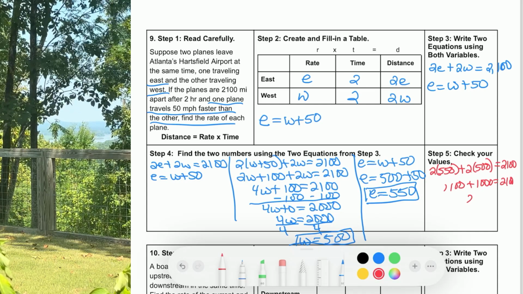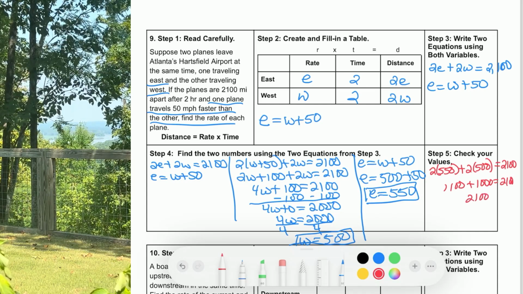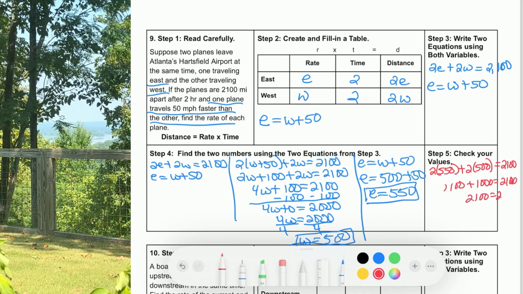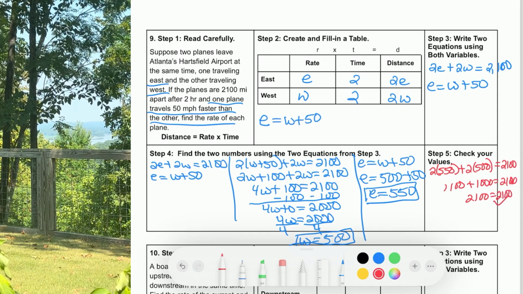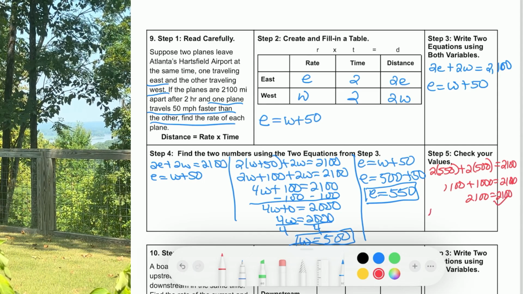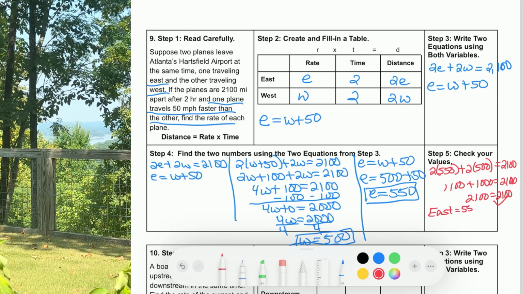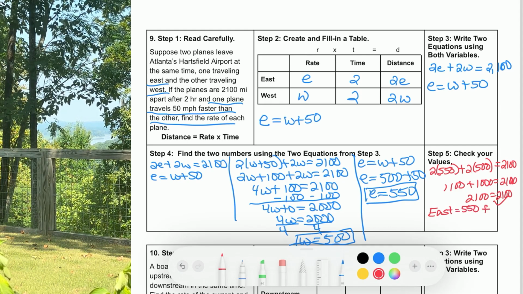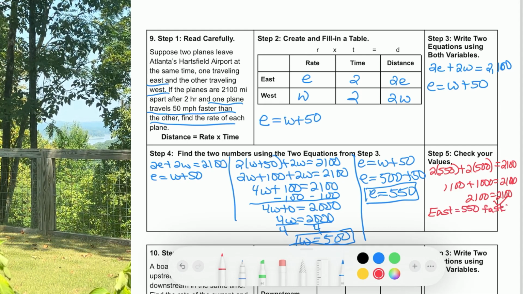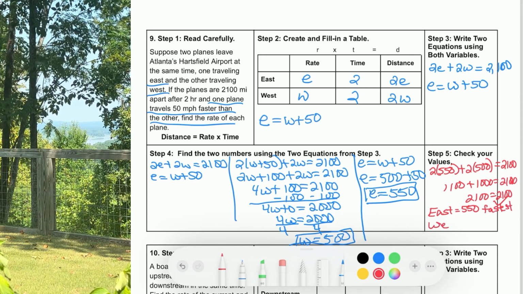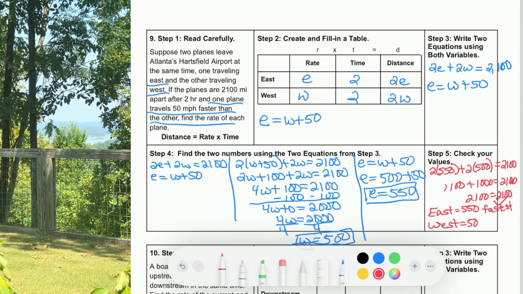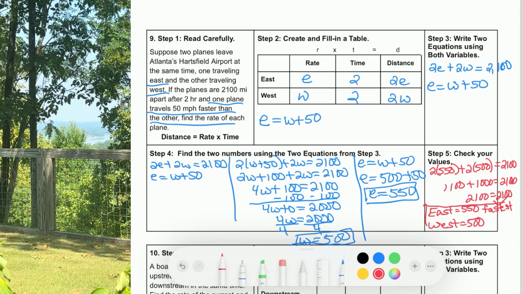Add those two numbers together and we do get 2,100 equals 2,100. And we are correct. So the east flying plane was 550, so that makes it the fastest. And the west plane was 500, so that makes it the slower plane.